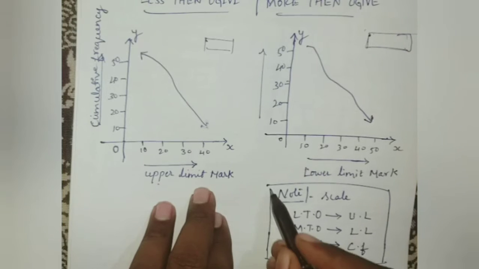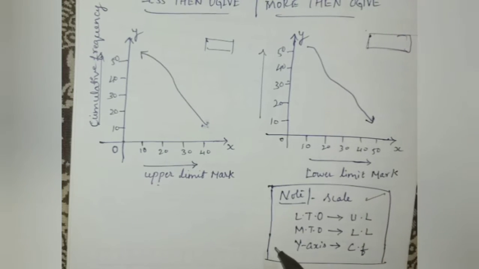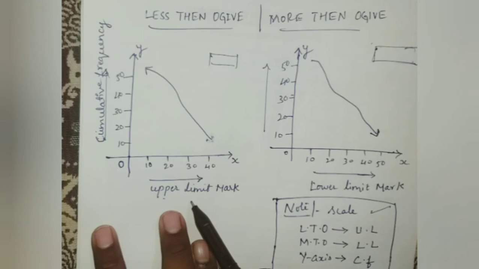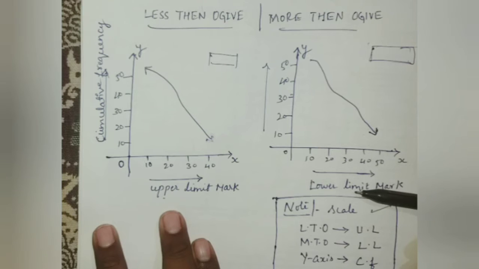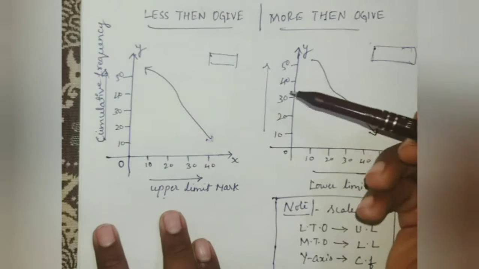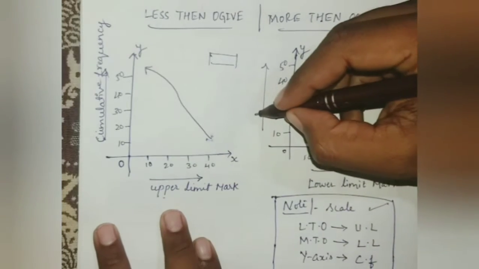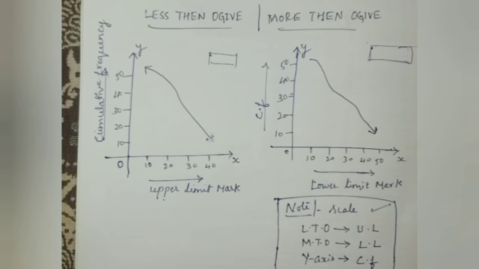While plotting a graph, it is very important that you write the scale. While finding the less than graph, we will consider upper limits. While finding the more than graph, we will consider lower limits. And on the y-axis, we will write the cumulative frequency. Got it?